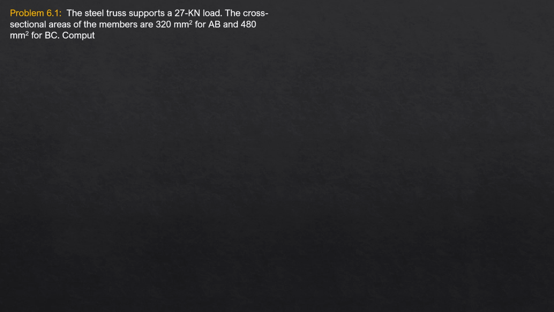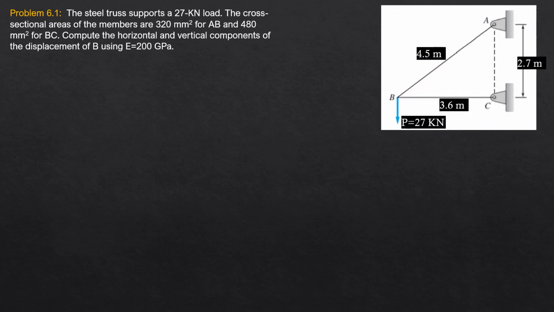The steel truss supports a 27 kilonewton load. The cross-sectional areas of the members are 320 mm square for AB and 480 mm square for BC. Compute the horizontal and vertical components of the displacement of B using modulus of elasticity of 200 gigapascals. So here is the given figure. Let's compute the forces of members AB and BC.